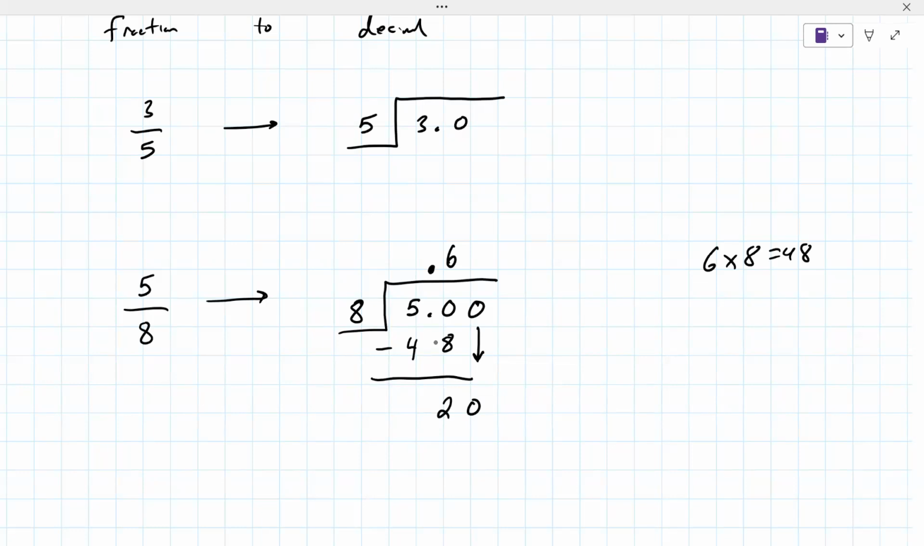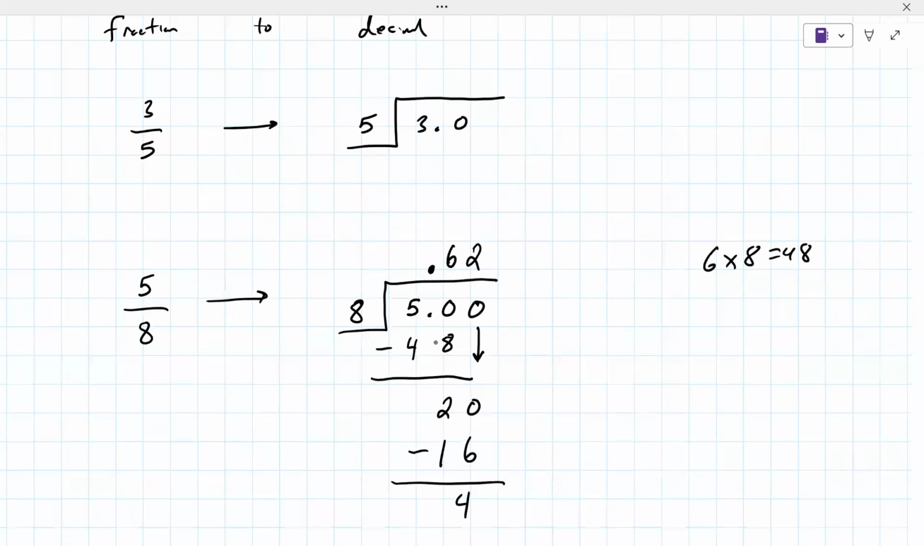Let's see. Is it 1 time? Is it 2 times? It is 2 times. So the 2 goes next to the 6. Then what do you do with the 2 and the 8? You put 16 at the bottom of 20.